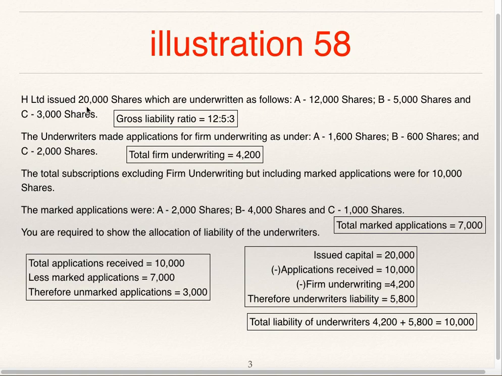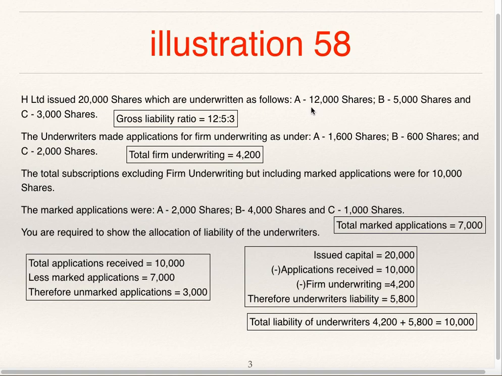H Limited issued 20,000 shares which are underwritten as follows: A 12,000 shares, B 5,000 shares, and C 3,000 shares. That means there are three underwriters A, B, and C. Total issued capital is 20,000. Shares underwritten by A 12,000, by B 5,000, and by C 3,000 shares. 12 plus 5 plus 3 equals 20,000. This is how these 20,000 shares are underwritten by underwriters A, B, and C.